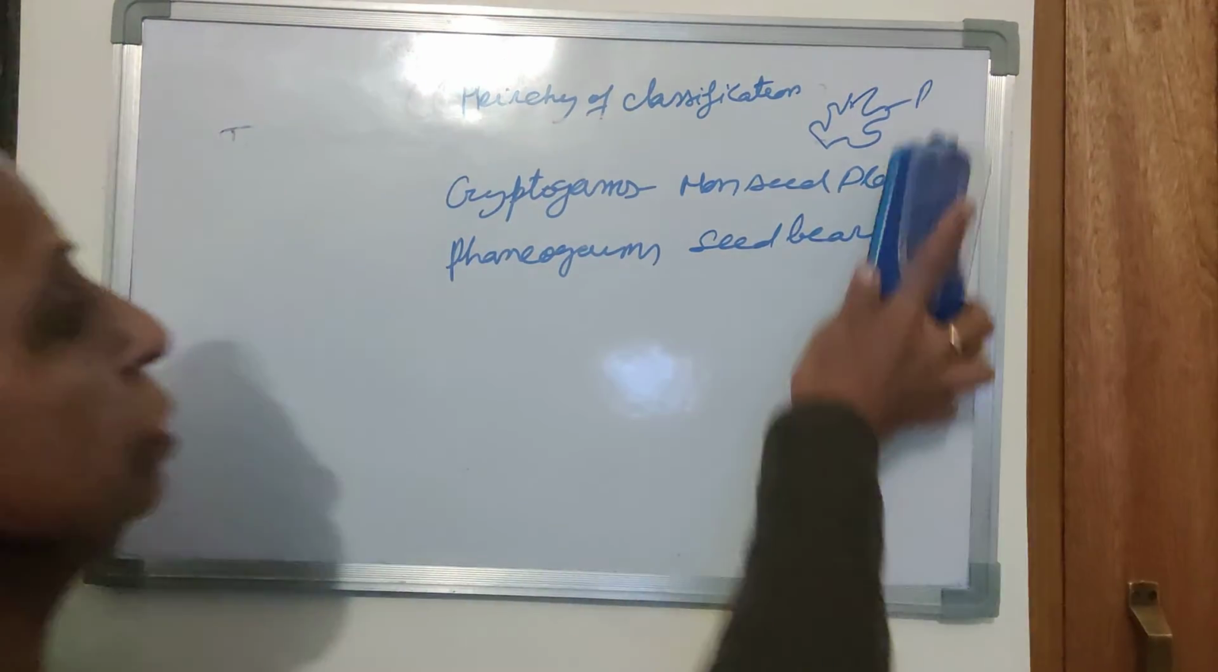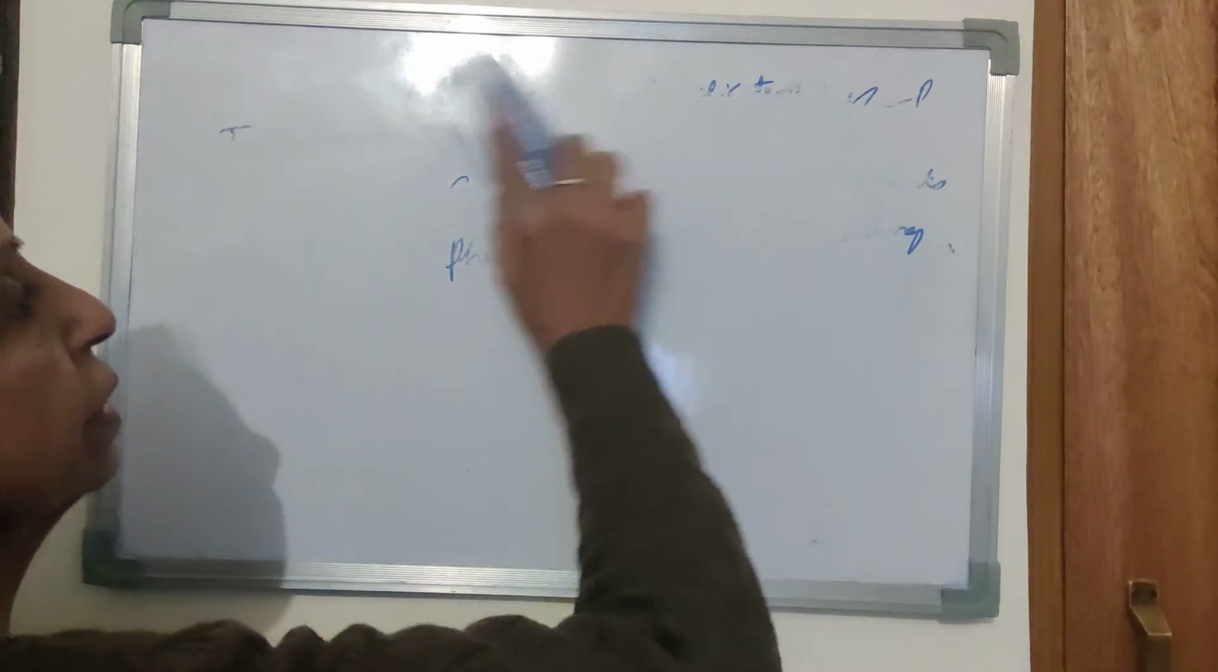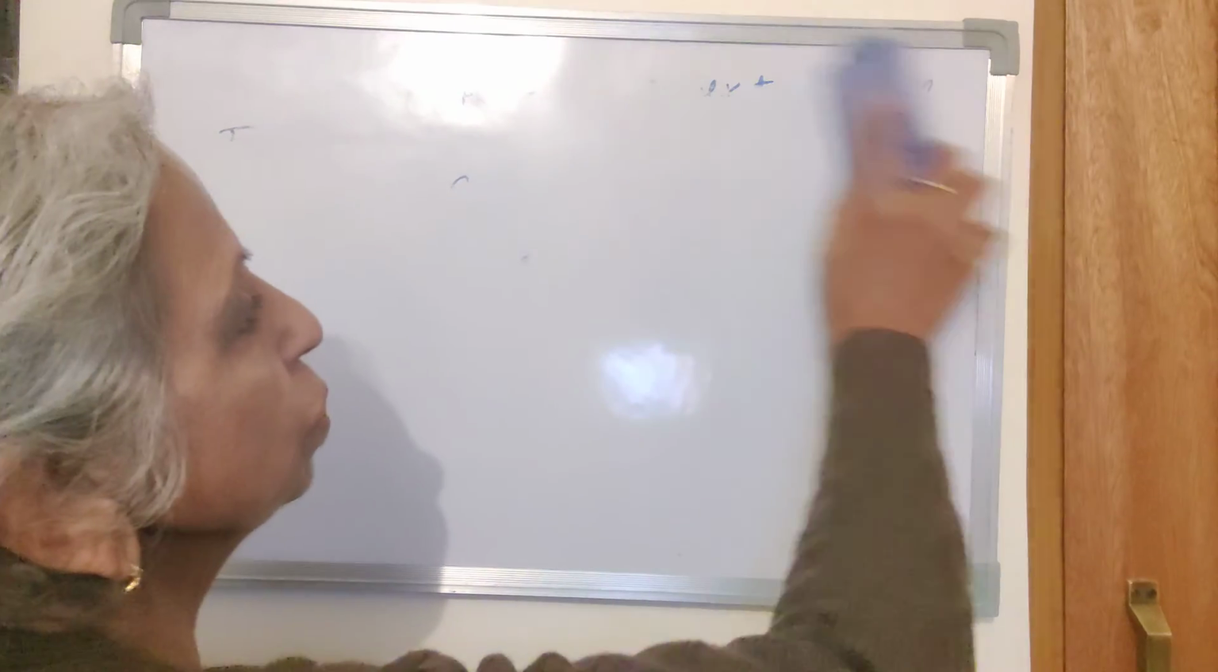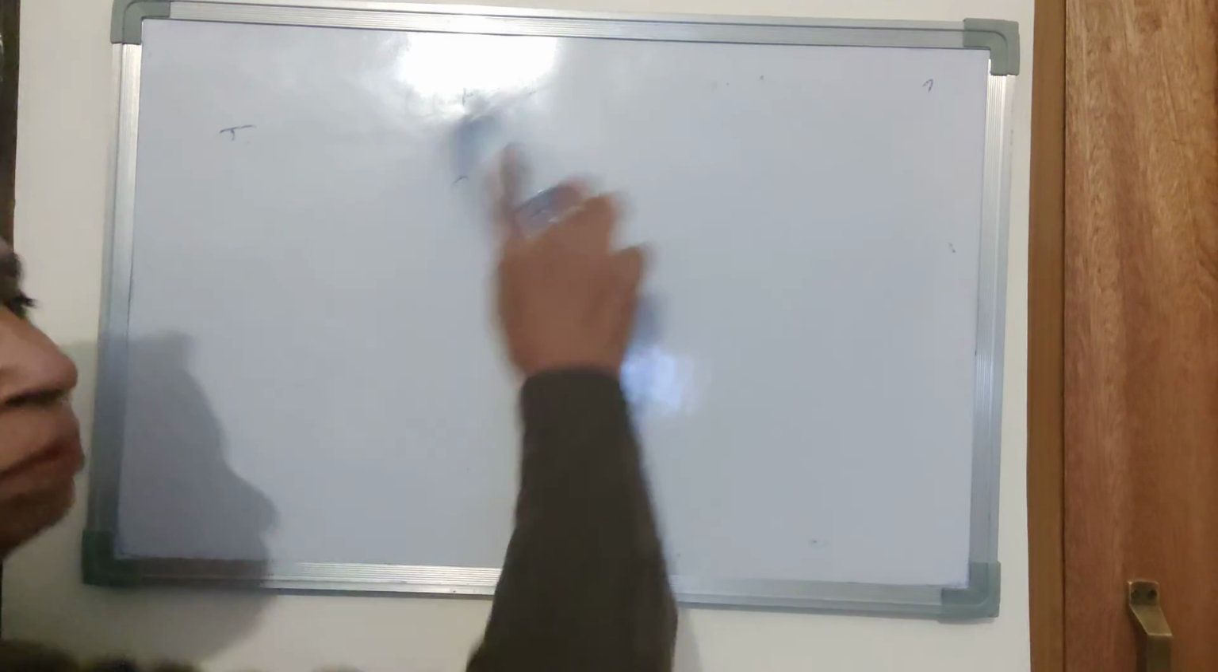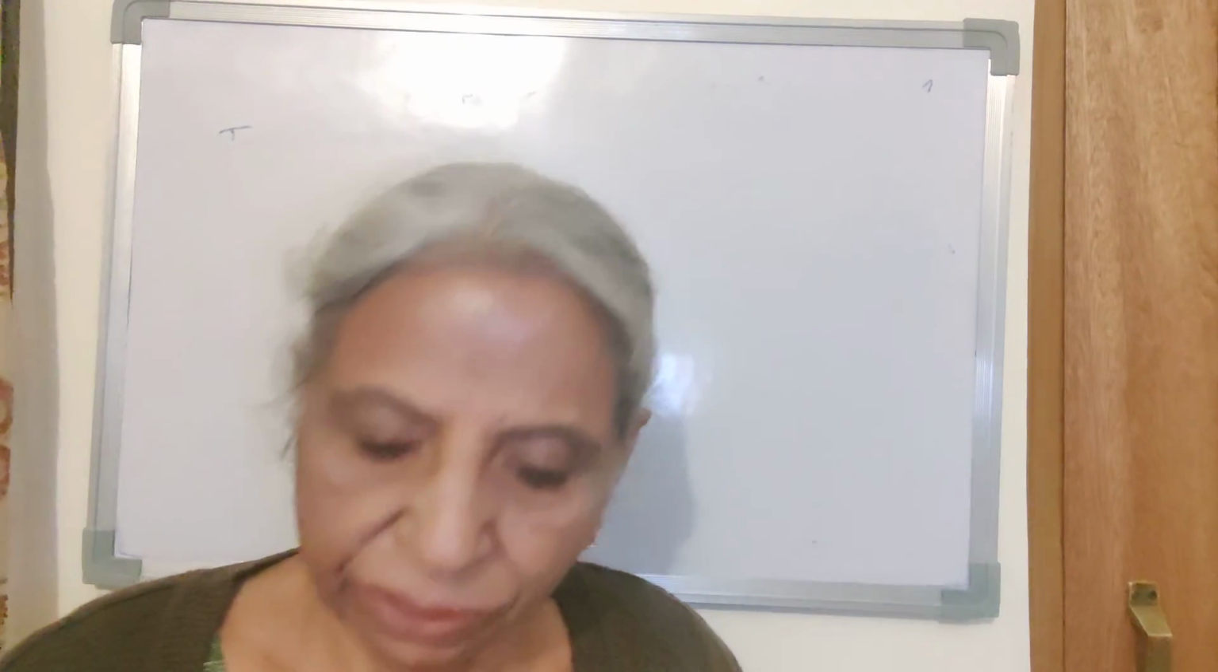So this is all about classification of plants, and then we will do classification of animals in the next lecture.